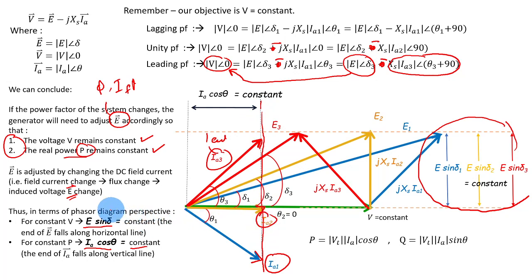Okay, and if these two criteria are met, then we can always maintain the phase voltage and the real power to the system. Okay, this is only one of the scenarios. We can have many other scenarios. For example, you can change the P and all of that. So we could talk about that later on. Okay, all right.